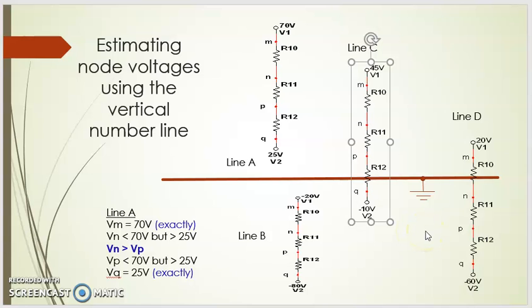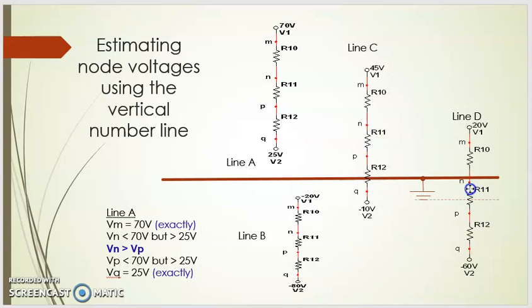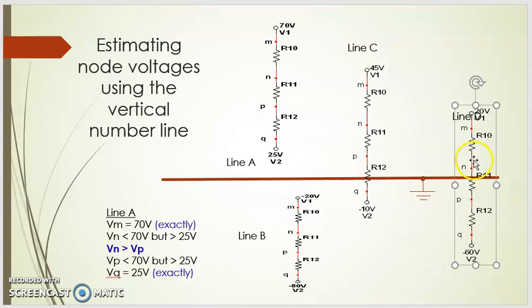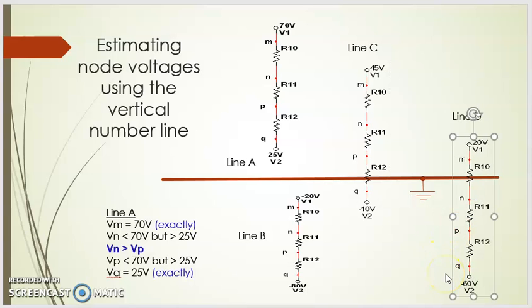Similarly with line D, N is between 20 and minus 60, and it could reside anywhere in that range. For now, we'll just say that we can estimate Vn to be maybe minus 10 or minus 5, but it could just as well be a plus 10. We just need to remember that Vn would be less than 20 and Vn would be greater than Vp, and Vp will of course be greater than Vq.